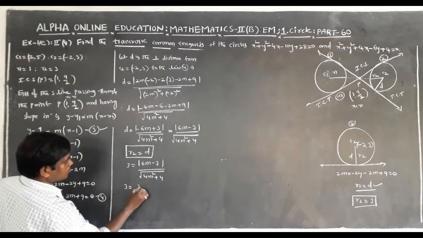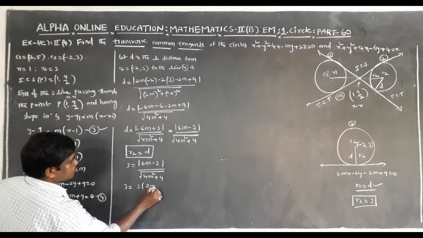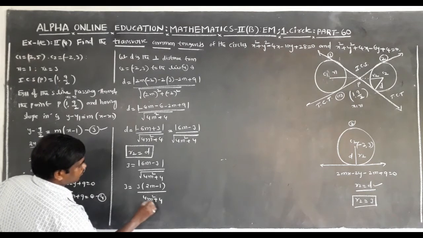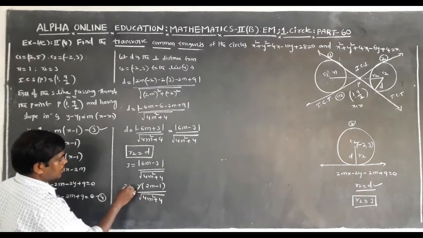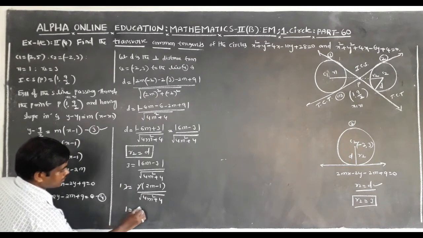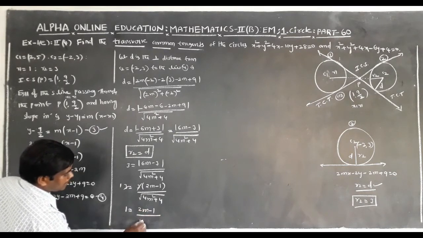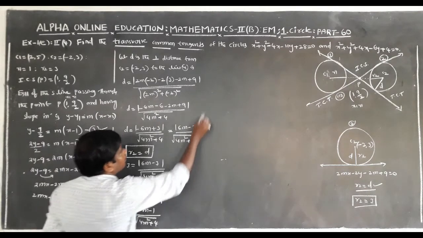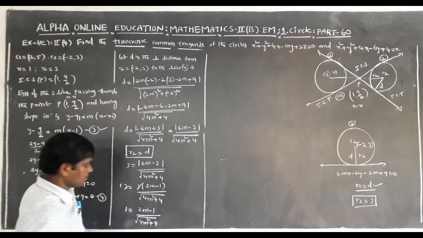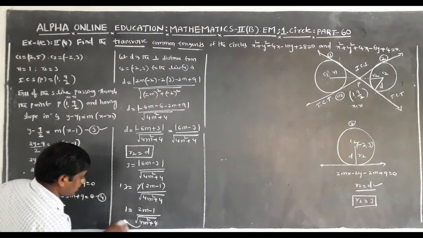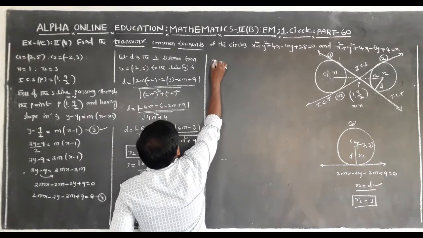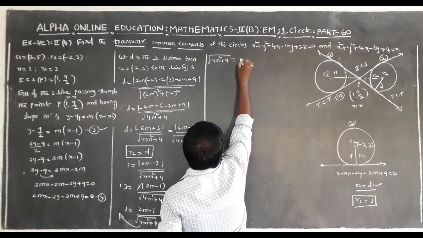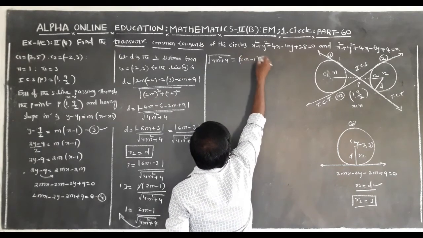3 is equal to 3 common. 3 2s are 6, 3 1s are 3, by the square root of 4m square plus 4. 3 1s are 3, cancel. 1 is equal to 2m minus 1 by the square root of 4m square plus 4. Cross multiplication, taking the root of 4m square plus 4 to the left side. Square root of 4m square plus 4 is equal to 2m minus 1.